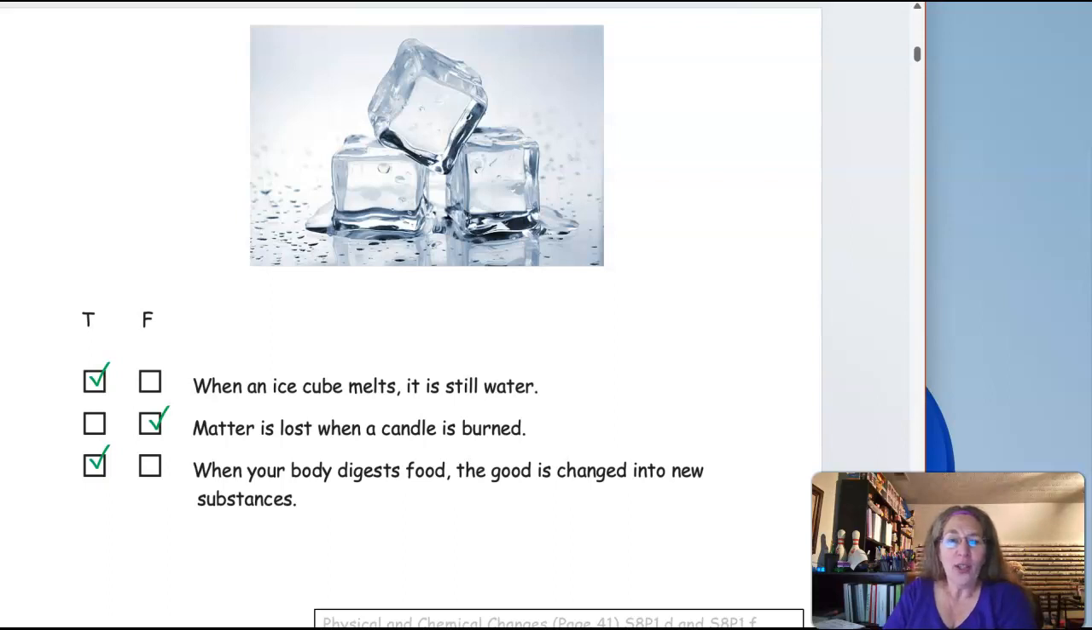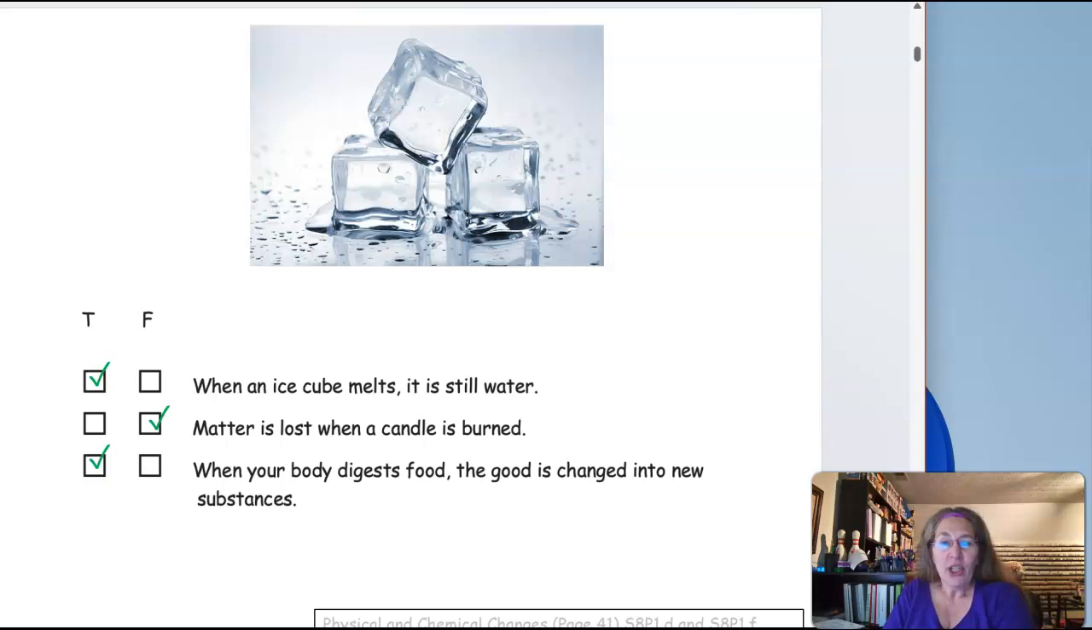Matter is lost when a candle is burned. You would think the candle gets smaller, so yes, it is, but actually the mass is lost in several different forms, but it isn't destroyed. So it's not really lost. Some of the compounds and atoms in the candle are given off as gas. They're also given off as light. And so the matter doesn't disappear, it just changes forms.